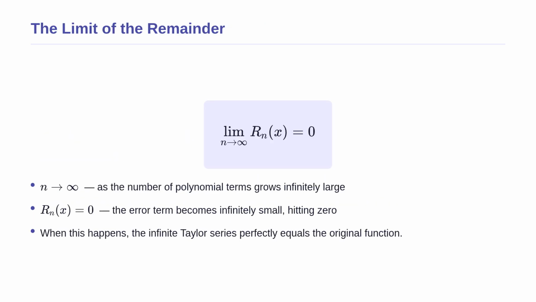To guarantee that perfect match, we rely on this simple limit equation. It is the ultimate goal of Taylor series expansion. It states that as the number of terms n gets infinitely large, the error term r sub n of x becomes infinitely small, eventually hitting 0. When this limit is 0, the approximation is no longer just an approximation. It becomes an exact representation of the function. We must always check this limit before assuming an infinite Taylor series is valid. If the error does not vanish, the infinite series will give us completely wrong answers.